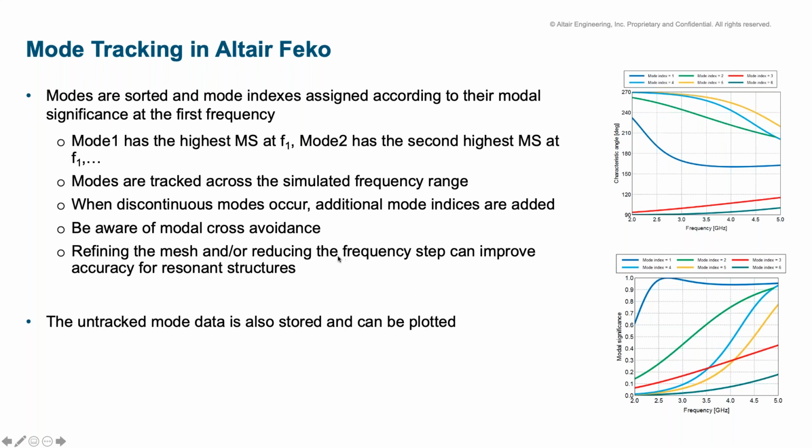And another tip is when you know that you are working with more resonant structures, it can be beneficial to refine the mesh, especially on the edges where the modal current distribution will have high gradients. Or alternatively, you can also reduce the size of the frequency steps that you use in your simulation. And that can improve the accuracy of the mode tracking. Then FEKO also stores the untracked mode data, and if you want to work with this directly, you can also plot that or export it directly in post-FEKO.